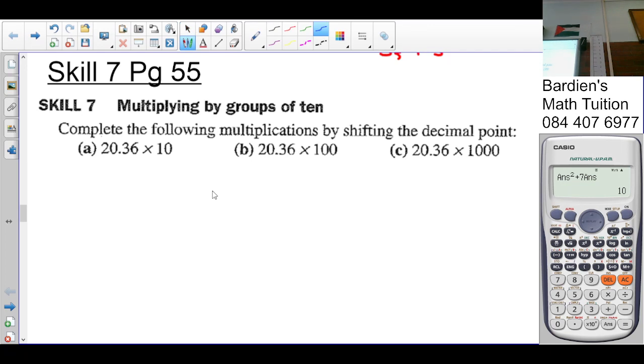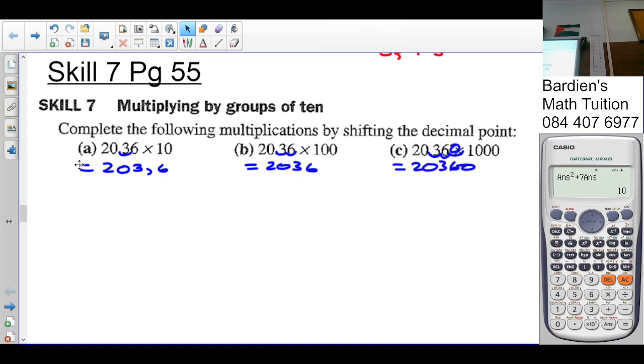So what's going to happen here? It's going to move by how many units? 1. So it's going to move to there. 203,6. This one's going to move 2 units, not so? So it's 2036. It's going to move by 3 units. It's 1, 2, you need another 0. 3. 20360. We move the comma according to how many zeros there are. There's 1 zero, so I move the comma by 1 unit. 2 zeros, I move the comma by 2 units. 3 zeros, I move the comma by 3 units. You guys understand? Right.